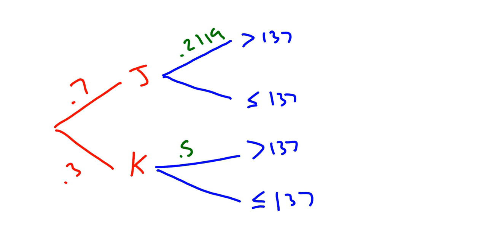This is 0.8413. And if we want to, we can find those lower branches. So on the top, we could do 1 minus 0.2119. This becomes 0.7881. On the bottom, we can do 1 minus 0.8413, and we'll get 0.1587.